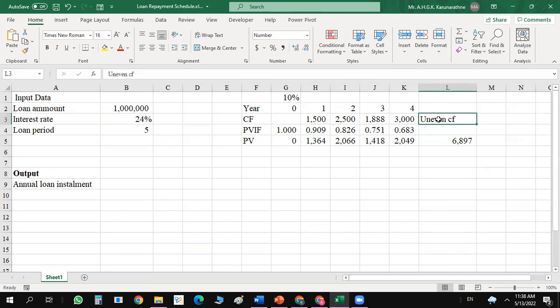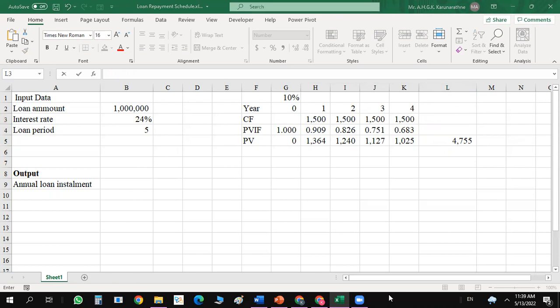Let's now consider another cash flow. What if it is 1,500 each? Do you have a single term for this cash flow? Is it an uneven cash flow? No, this is an even cash flow, but there's a technical term for this. Can anyone tell me? Very good.